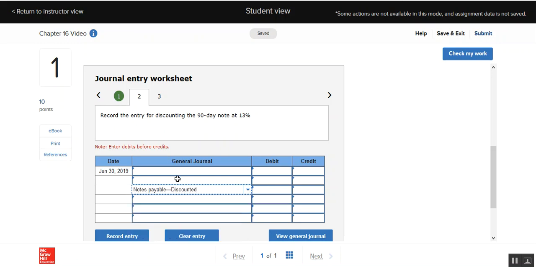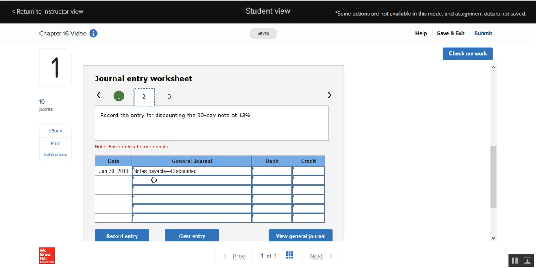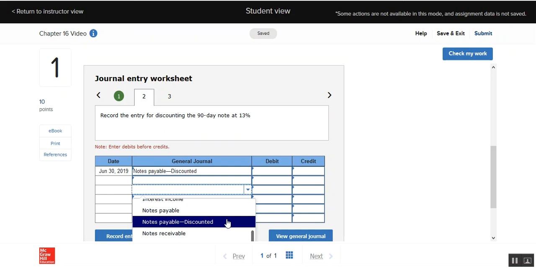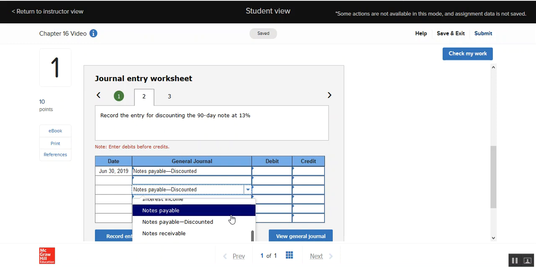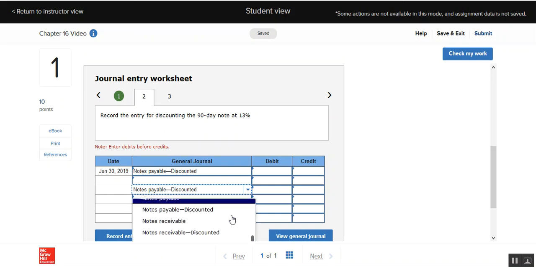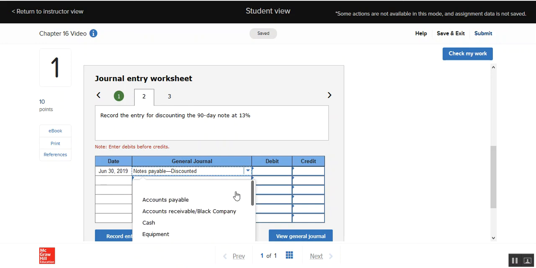And if you remember in the first entry, yeah, I did it right. We had a notes receivable there. Down here, we need a discounted notes receivable. Notes receivable, not notes payable. There it is. All right, let me get rid of this top one.